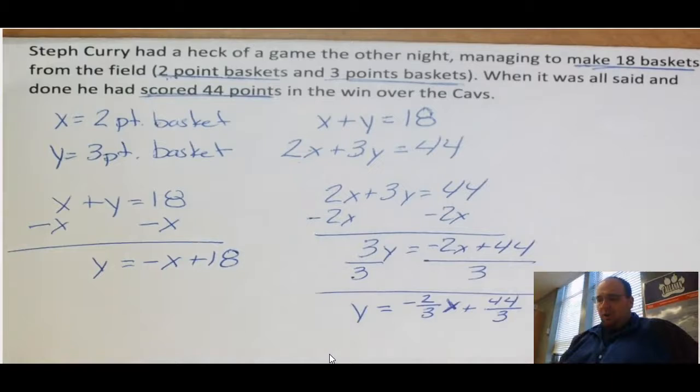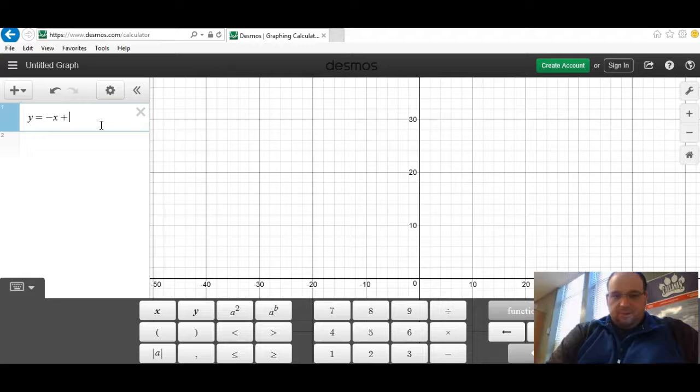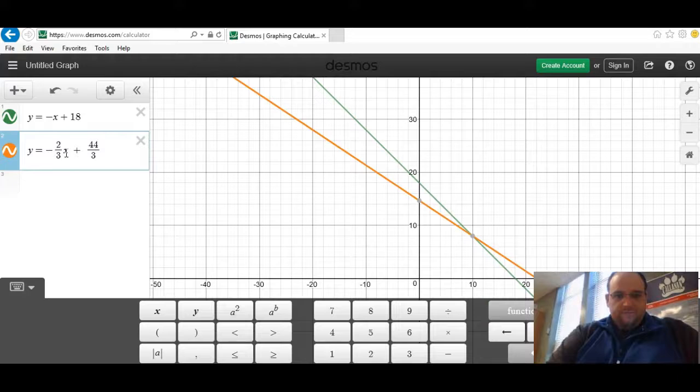I'm going to go ahead and graph them again. I'm going to use Desmos again. So I'm going to clear off these two equations and put those in there. y equals negative x plus 18. So there's the one equation of the line. I'm going to enter in the other one. y equals negative 2/3 x plus 44/3. Okay. So I graphed both of those.